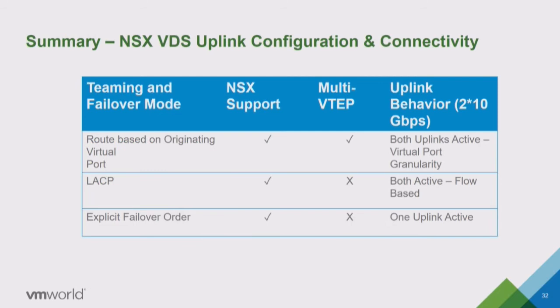Last slide. I wanted you to have a summary of this. So if you choose route based on originating virtual port ID, it is supported by NSX with VXLAN? Yes, absolutely it is supported. It supports multi-VTEP, VXLAN tunnel endpoints? Yes. What is the advantage of having a multi-VTEP approach?